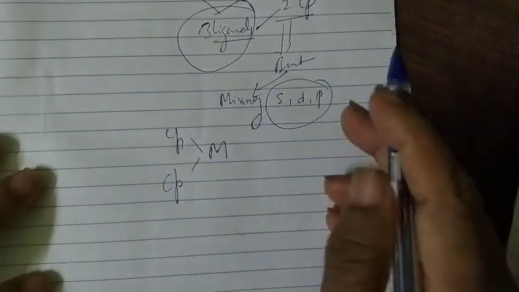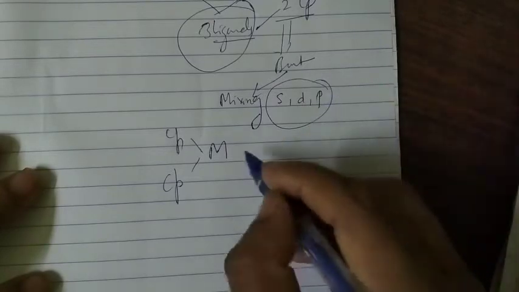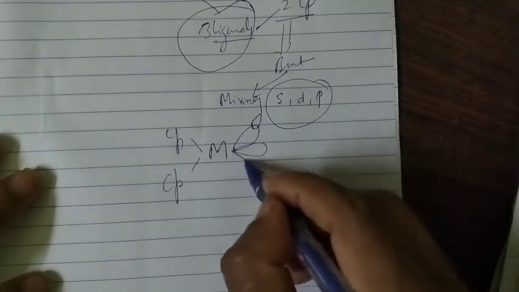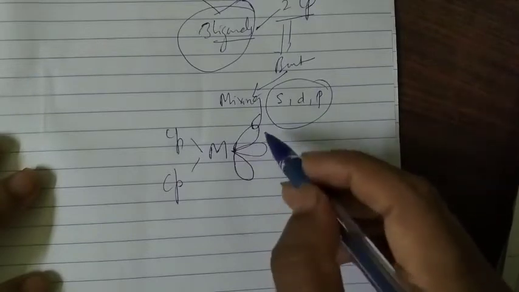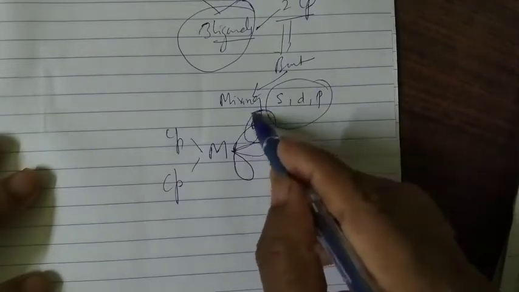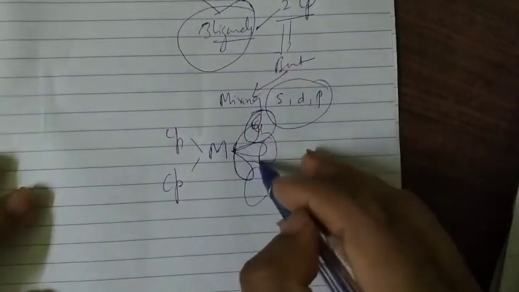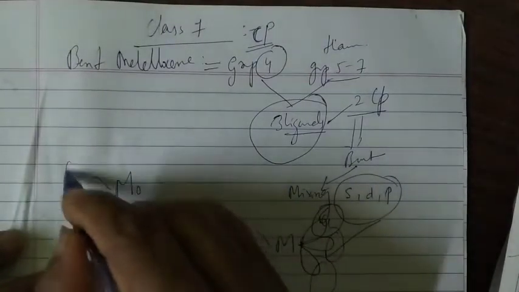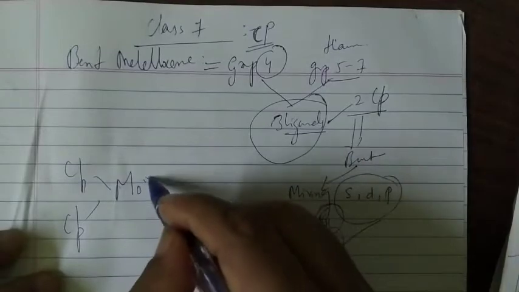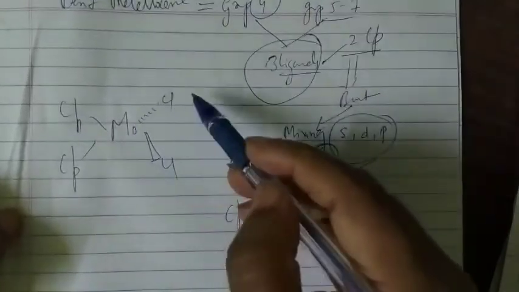Because of this mixing of s, p and d orbitals, the three hybrid orbitals are bent away from the metal like this. Now they are in a position to bind other ligands. It may be chloride or any 2 electron or 1 electron donor, and that's why it results in bent structures. As an example, we can give molybdenum. Molybdenum has the 2 cyclopentadienyl rings and Cl like this, so it is a bent structure with molybdenum and these 2 ligands.